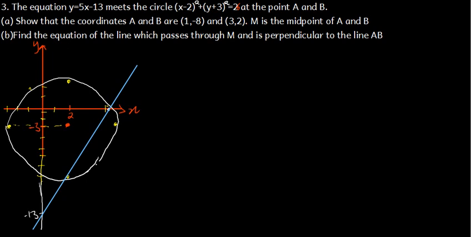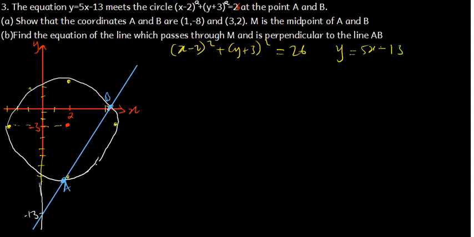Now there are these points, there is this point and then there is this point. We don't know which one is A, which one is B, so any of these can either be A or B. Okay, like that. Now let's calculate those values. So the equation of this circle is x minus 2 squared plus y plus 3 squared is equal to 26. And then we have got y is equal to 5x minus 13.